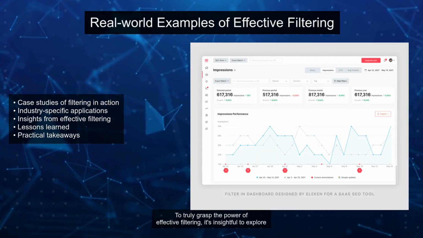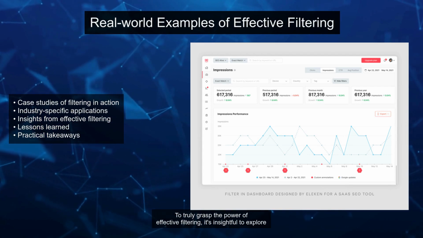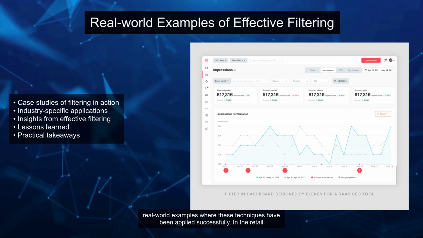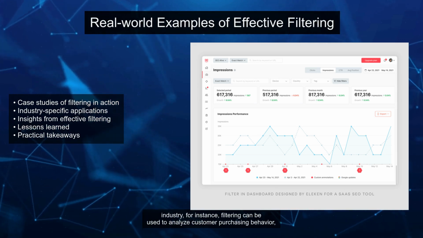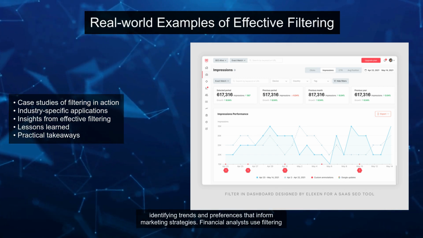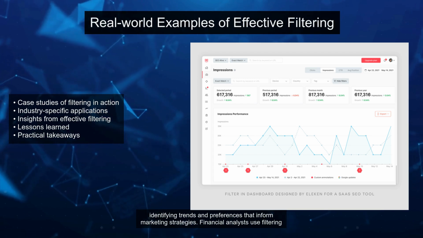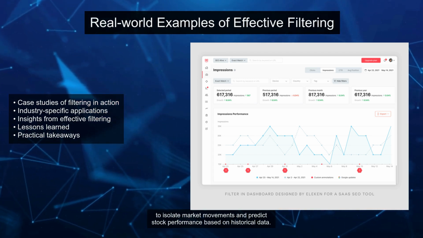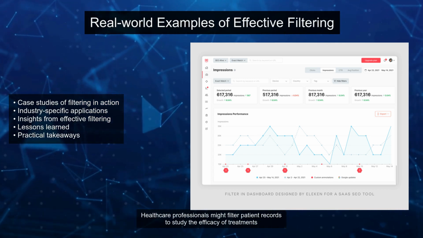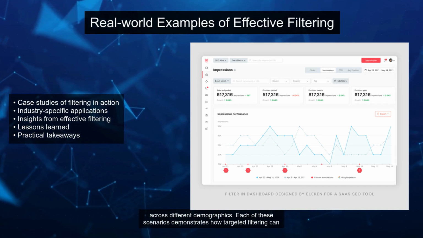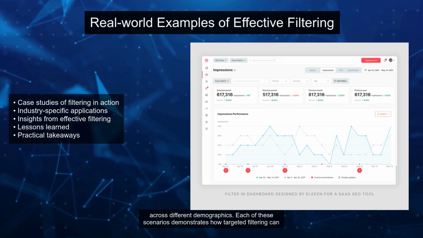To truly grasp the power of effective filtering, it's insightful to explore real-world examples where these techniques have been applied successfully. In the retail industry, for instance, filtering can be used to analyze customer purchasing behavior, identifying trends and preferences that inform marketing strategies. Financial analysts use filtering to isolate market movements and predict stock performance based on historical data. Healthcare professionals might filter patient records to study the efficacy of treatments across different demographics.